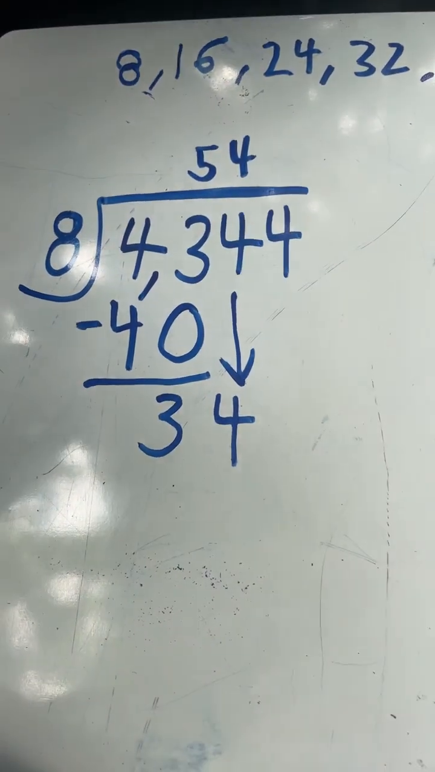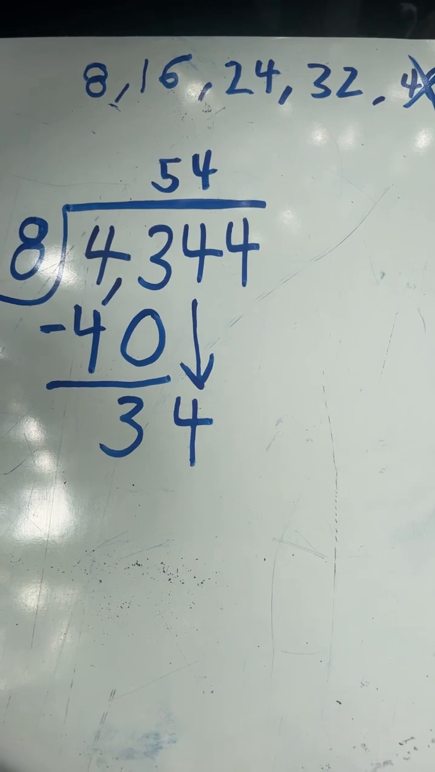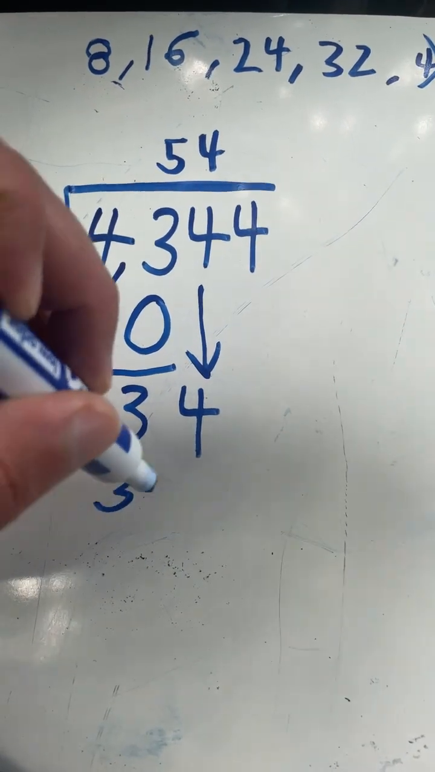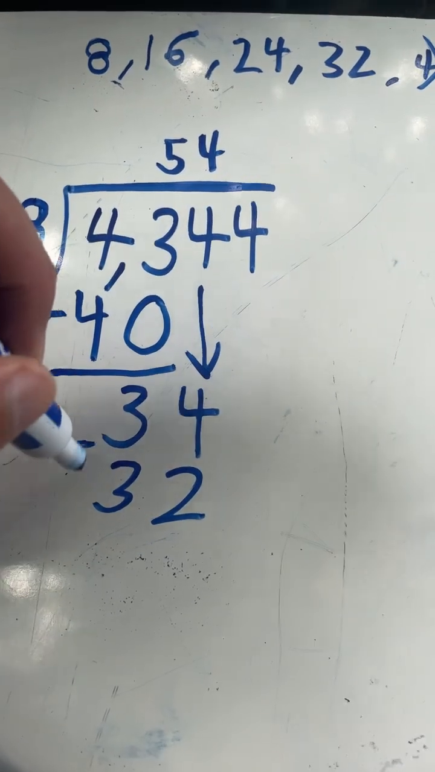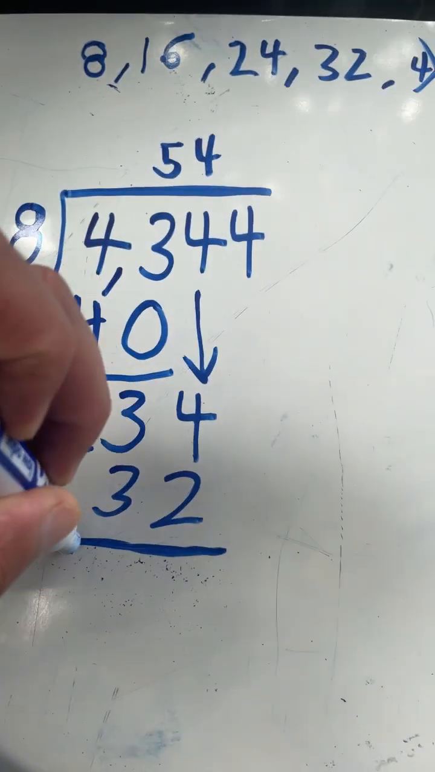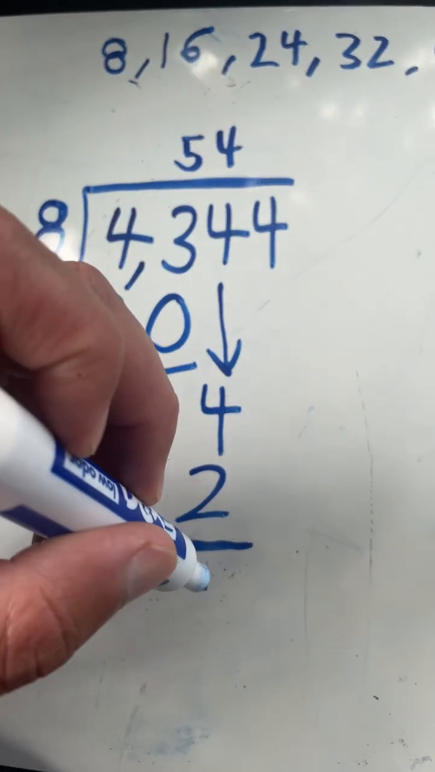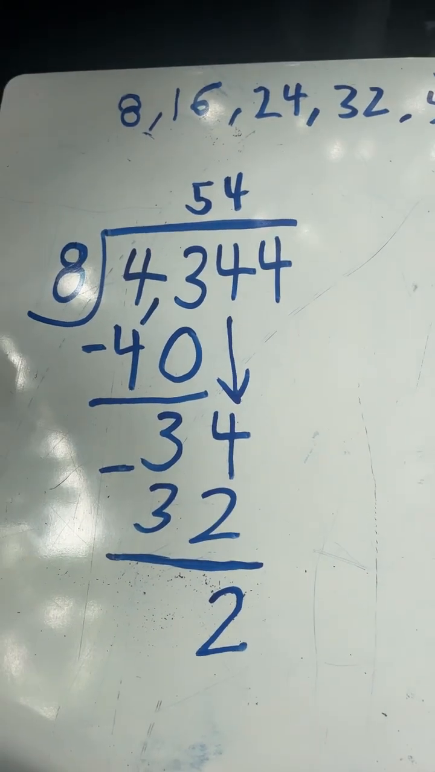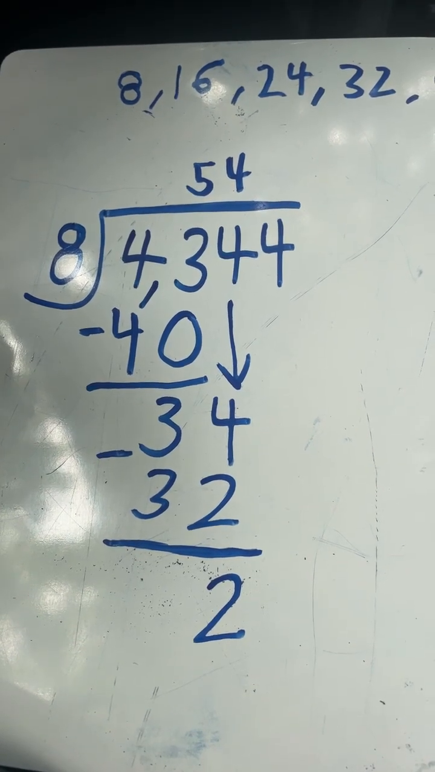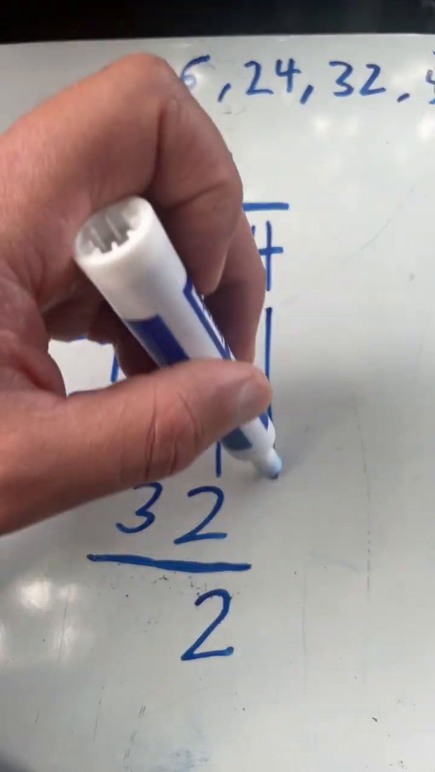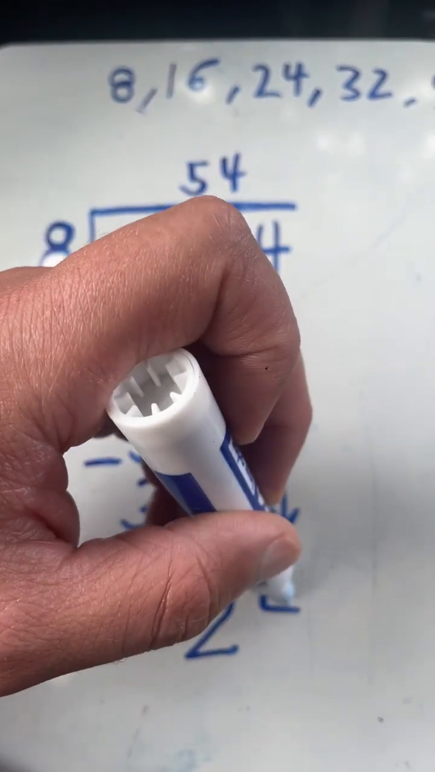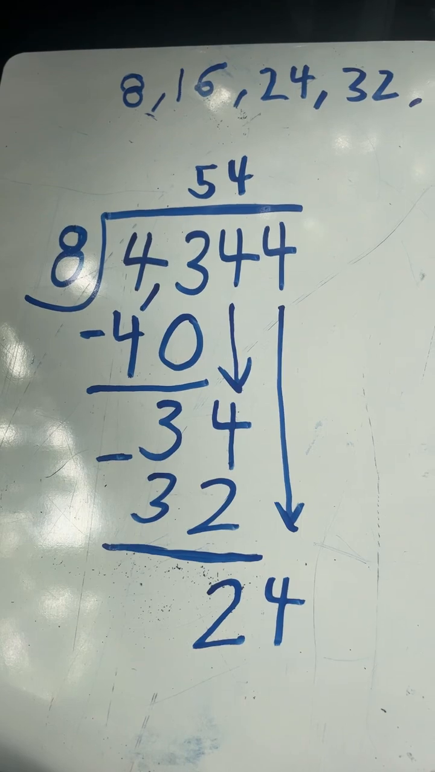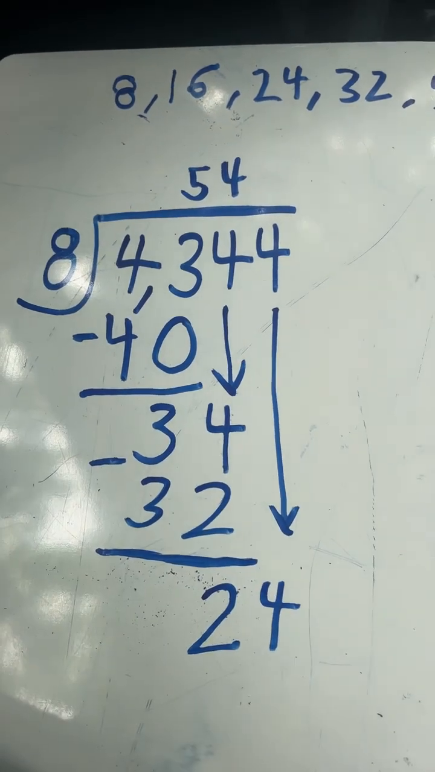There is a remainder. Since 32 was as close as we could get to 34 without going over, I'm going to subtract 32 from 34. And that's what our remainder is going to be. So 34 minus 32 equals 2. Then I'm going to bring down that final number. So now we've got to do 24 divided by 8.